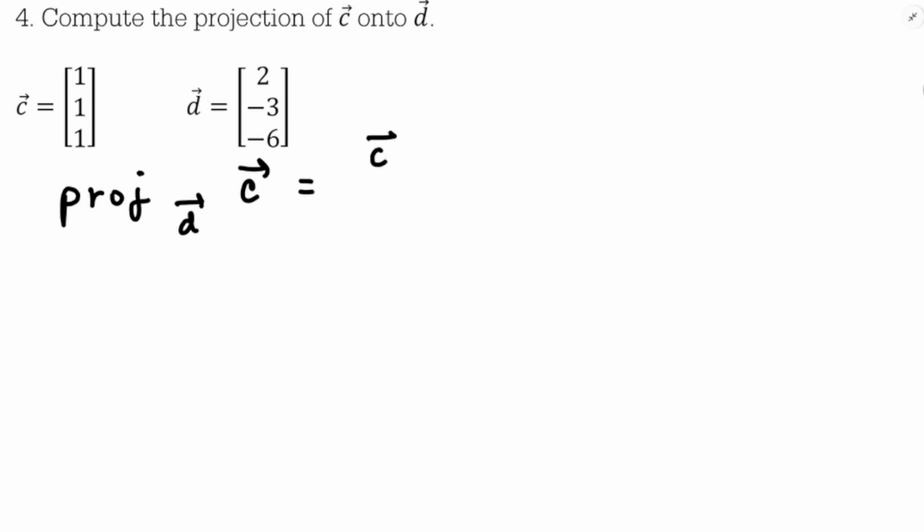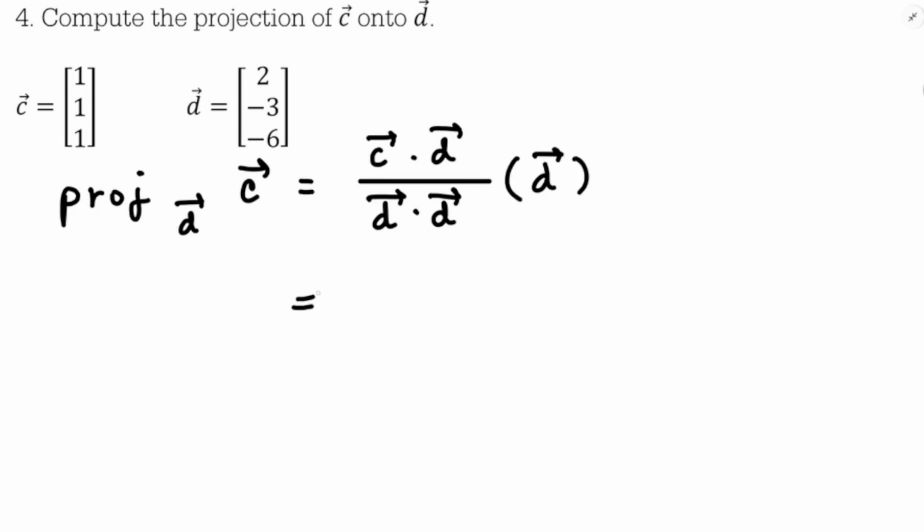That's going to equal C dot D divided by D dot D multiplied by vector D. All right, so C dotted with D is going to be 2 minus 3 is negative 1, minus 6 more would be negative 7, over D dotted with D would be, okay, 4, and 9 is 13, and 36 is 49. Nice, square root of 49 is 7. Wait, no, that was not what I wanted. I wanted D dotted with D, so that's actually going to be 49. Okay, I got a little ahead of myself.